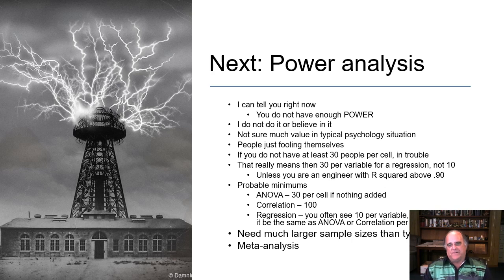These are probably minimums. I would say some minimums are 30 per cell for ANOVA if you're not adding anything like covariates or control variables. For correlations, you should have at least 100 people per cell. And for regression, you often see at least 10 people per variable. I'd probably say 30 people per variable, but that's me. And so really to get adequate power, we probably need much larger sizes than we're typically using, unless, again, you're doing some kind of big data analysis.